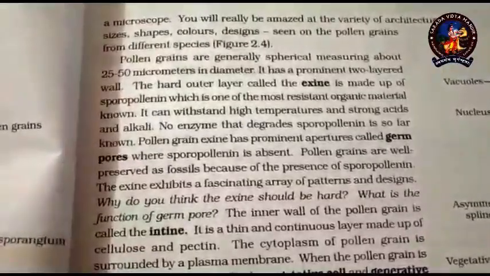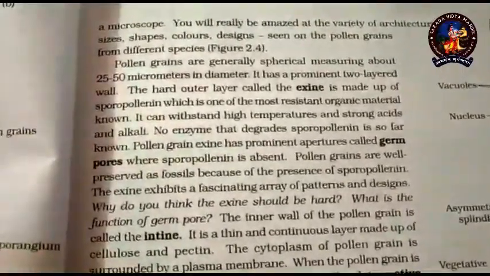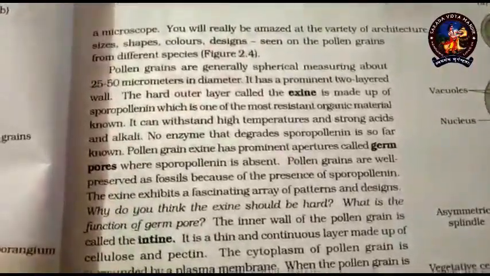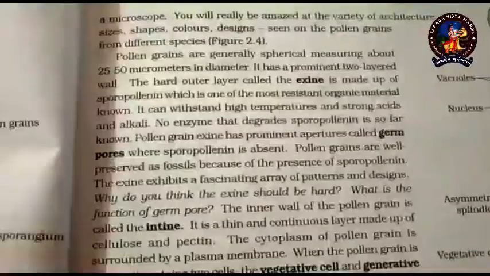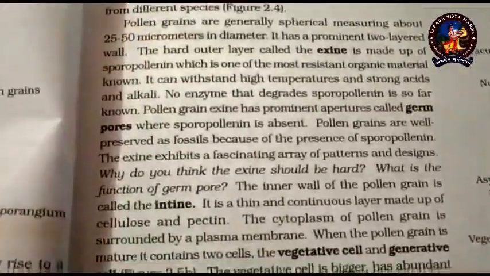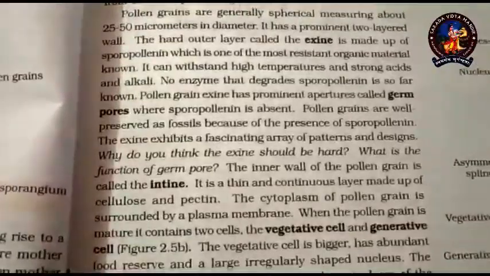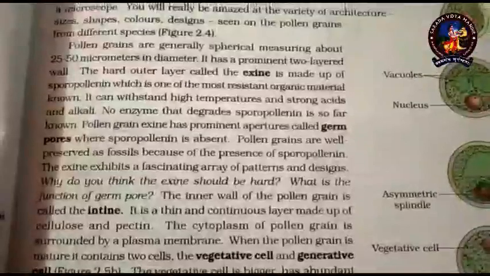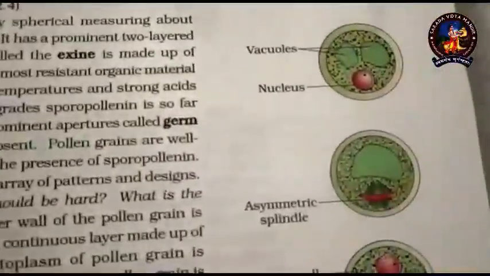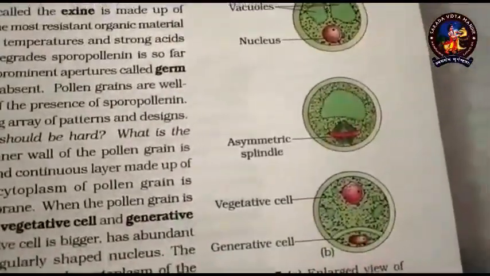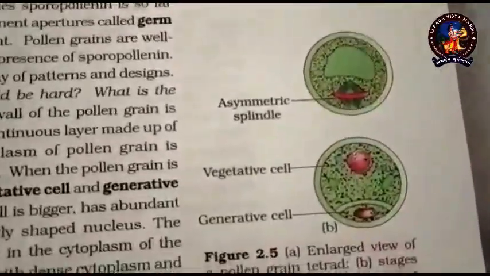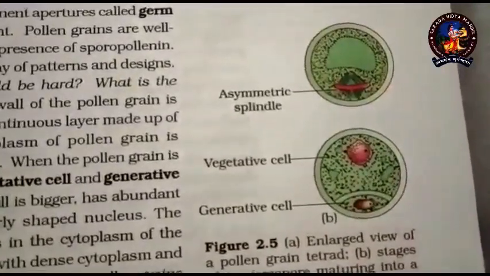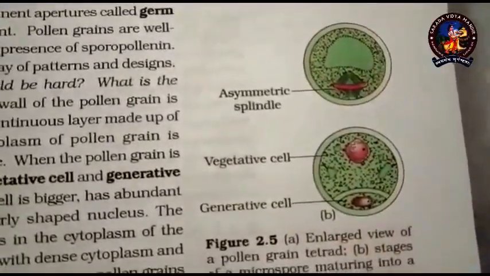Now, the intine is intact, of course, and there are some germ pores on the exine through which the intine can develop the pollen tube when they reach the stigma of the desirable species. Inside the pollen, since it is haploid, it at first undergoes mitotic division, which results in the formation of two very unequal cells. The bigger one is called the vegetative cell and the smaller one is called your generative cell. In most angiospermic plants, the pollens are shed in this two-celled condition.